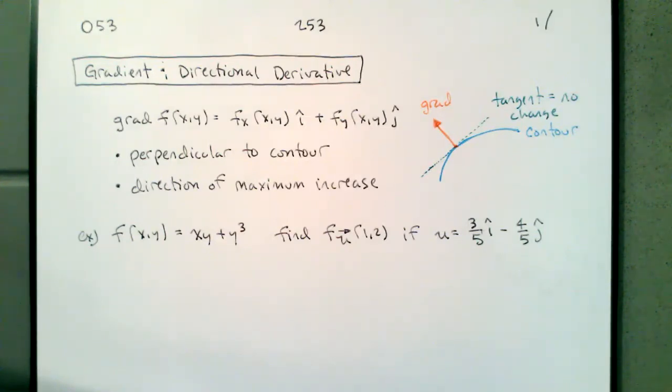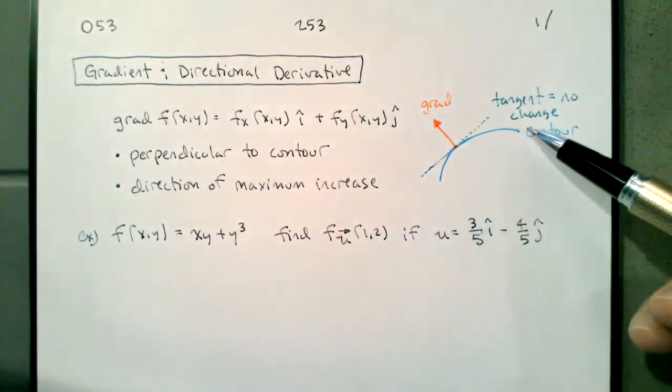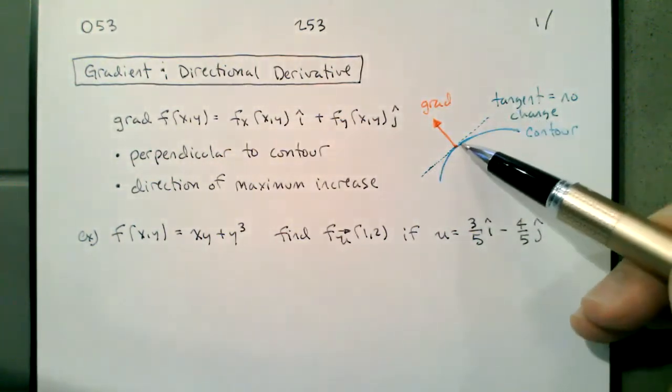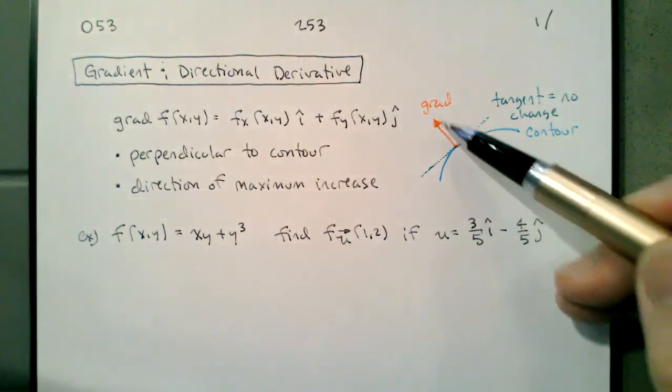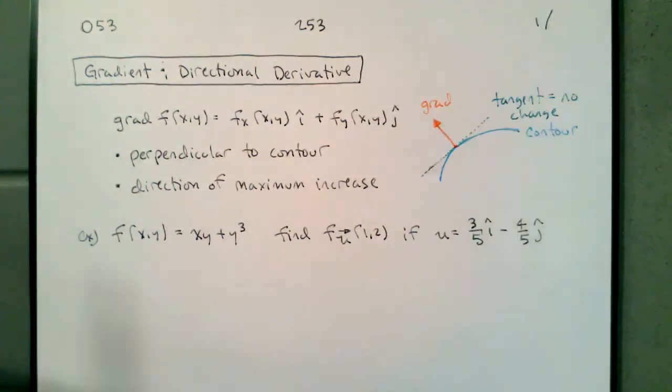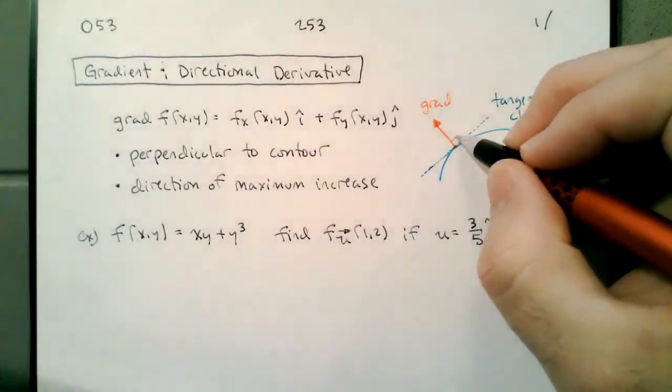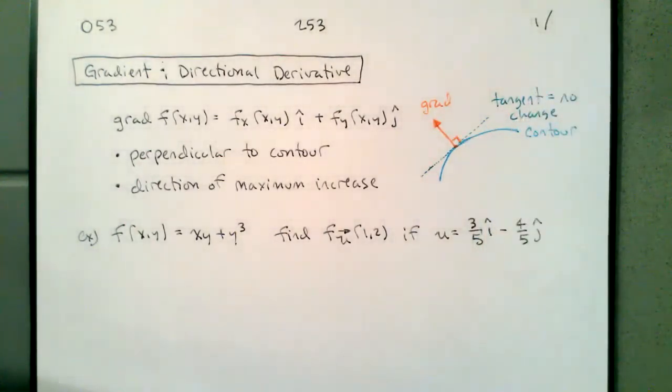The important things that we need to remember about the gradient is that the gradient will be perpendicular to the contour and will point in the direction of maximum increase. So if we have a contour of our surface and we draw a line tangent to the contour at a particular point, then the gradient will be perpendicular to that tangent. So that's what we mean when we say perpendicular to the contour.